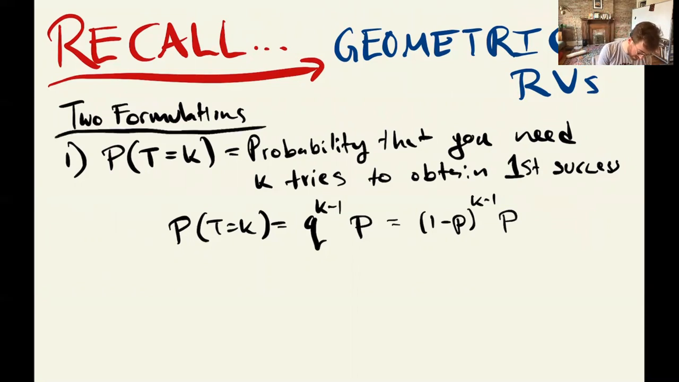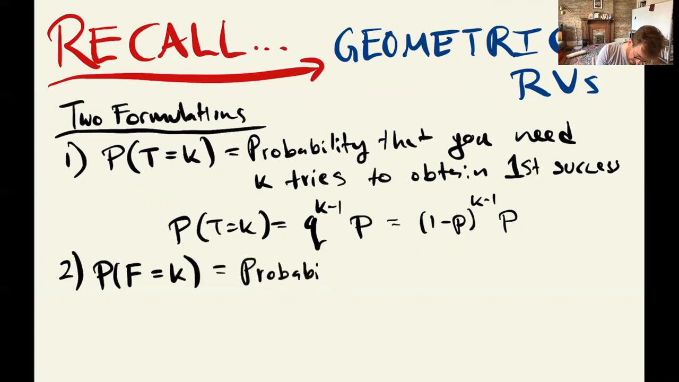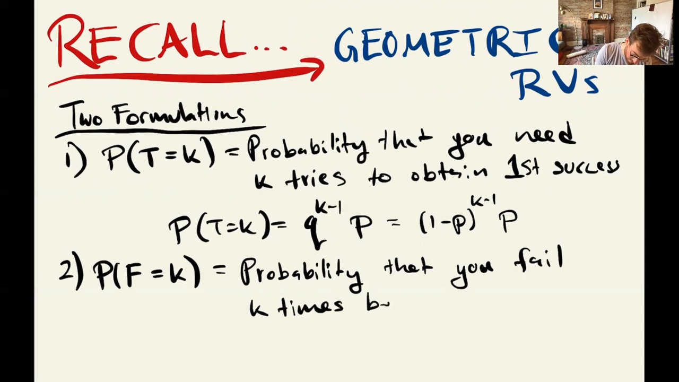So the second formulation views counting the number of failures as actually the more important quantity. So another way you can think about it is the probability of, let me call this G, well, let me say F actually, F equals k equals the probability that you fail k times before succeeding.